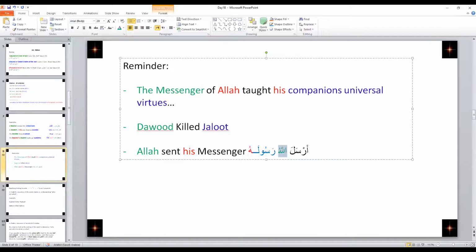That if you realize the doer of an action in a statement, then it is in rafa status. If you are able to realize the done to or the victim of an action, then it is always in nasb status. And if you are able to detect the possessive word in a statement, then it will be in jar status, right?